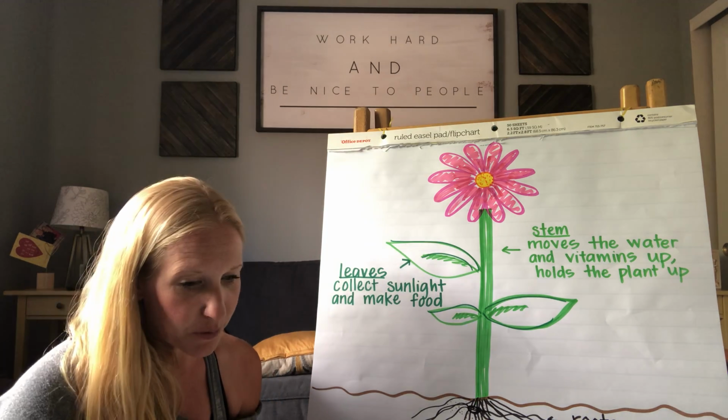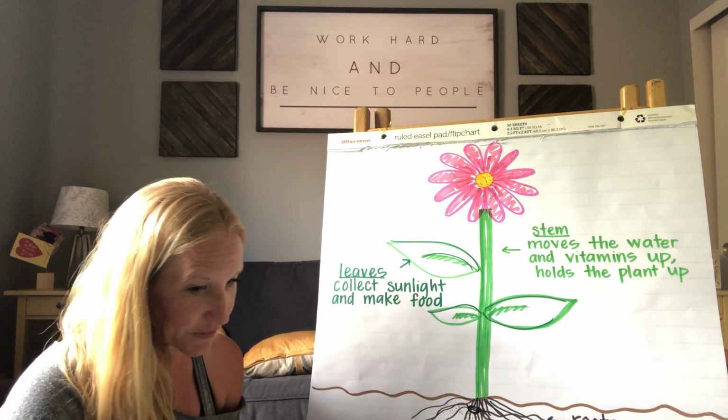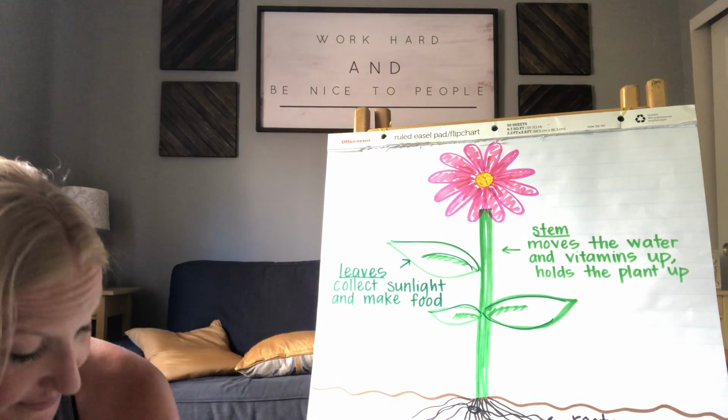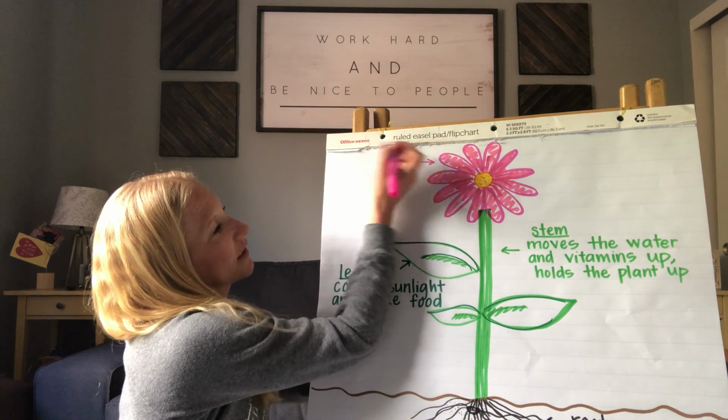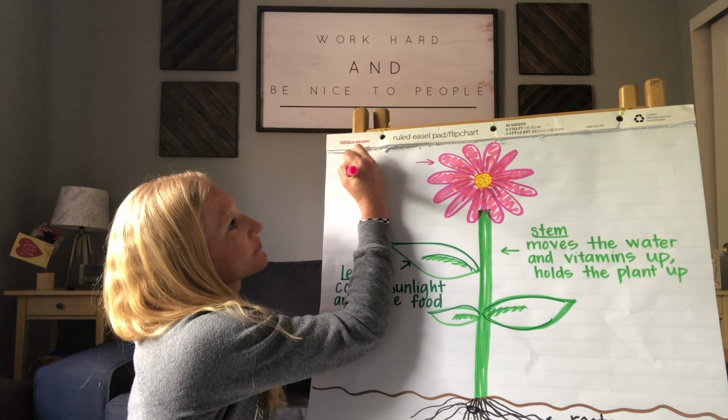So it's really important. So there's a couple of different things that we want to write on this. We're going to write flower. So give it an arrow.